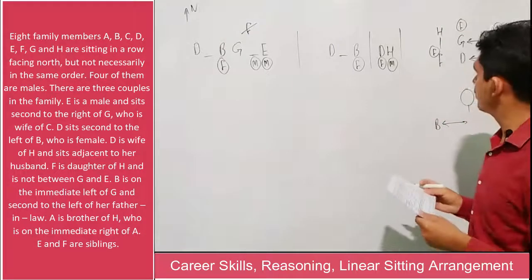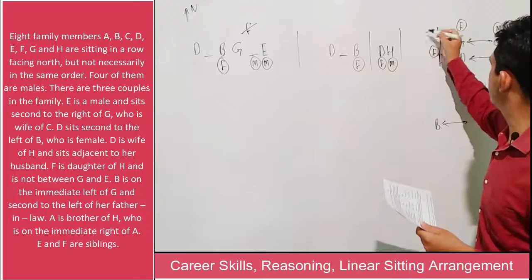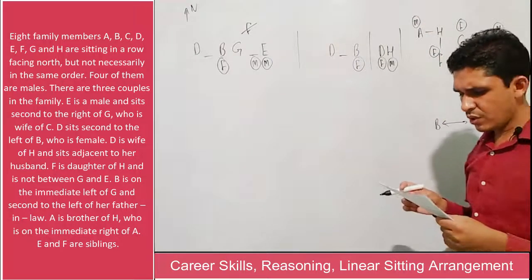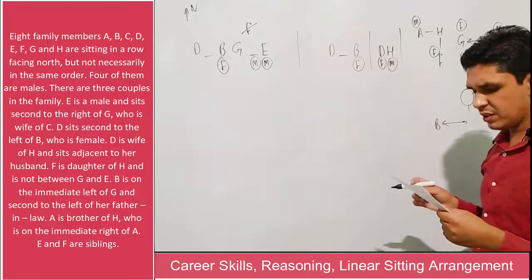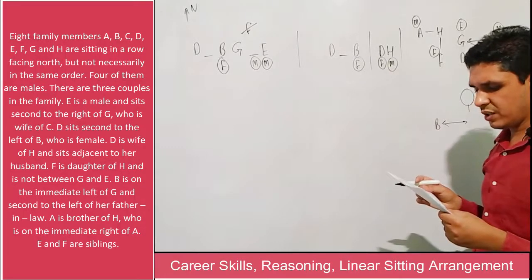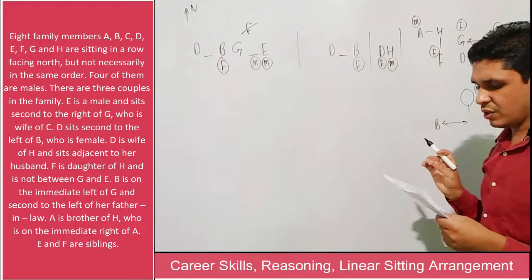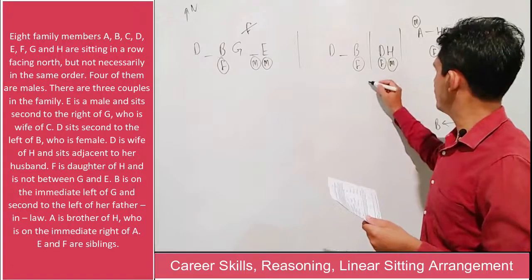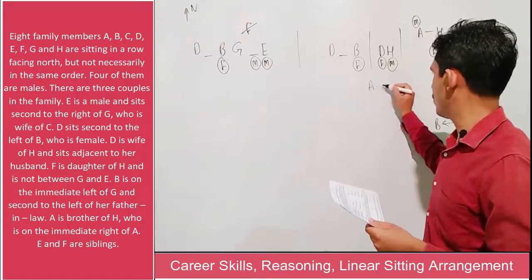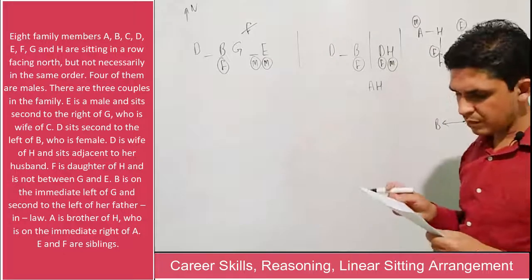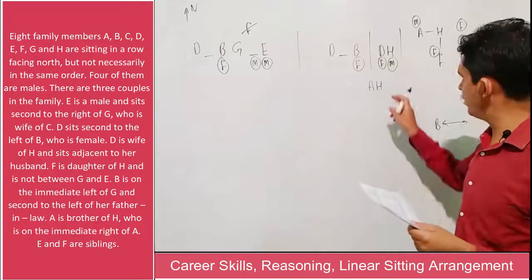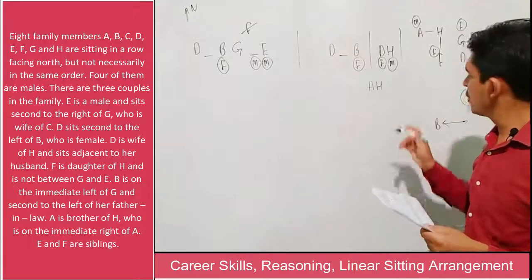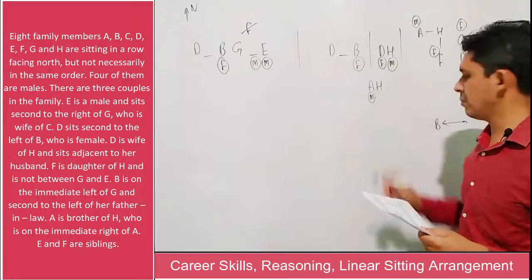Thereafter, A is the brother of H, so we can write it as A is the brother of H, and as a brother A will be a male. This is correct. Who is on the immediate right of A? That means A is the brother of H, who is on the immediate right of A. That means H is on the immediate right of A, so we can place it as AH, because he is saying that A is the brother of H and who is immediate right of A. Okay, this is correct. And A is a brother, so A will definitely be a male, right?